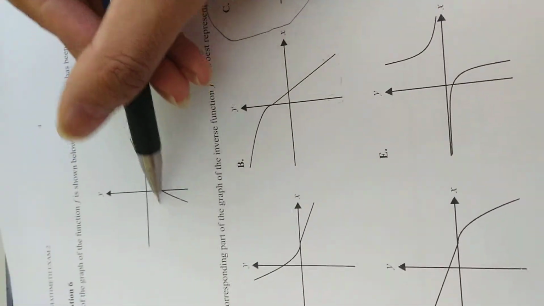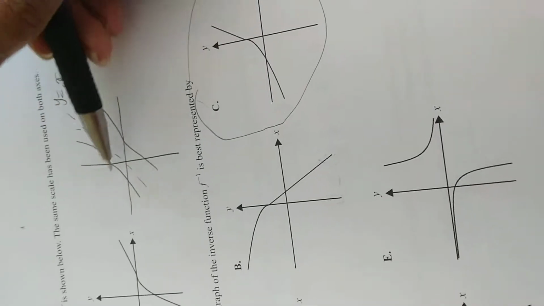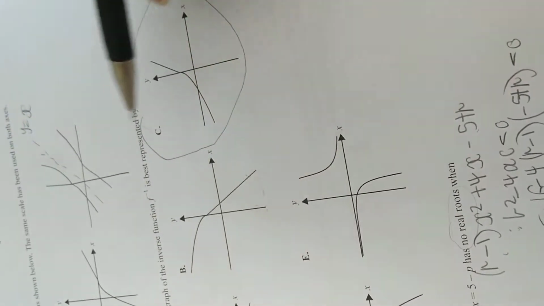Question 6. Part of the graph of the function f is shown below. The same scale has been used on both axes. So the corresponding part of the graph of its inverse function is best represented by. So this is the original, the line y equals x, reflected along that line. So it's option C, since this is reflected, so it changes to that. So C.